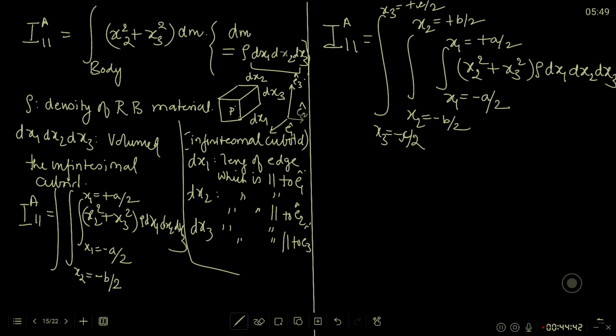I am skipping the steps here. I expect you to do it on your own. I think with the kind of exposure you have to performing such integration, you should be able to do this. Now, mind you, I am assuming rho to be a constant, which means that rho can as well be pulled out of this integration. This is what you will have.